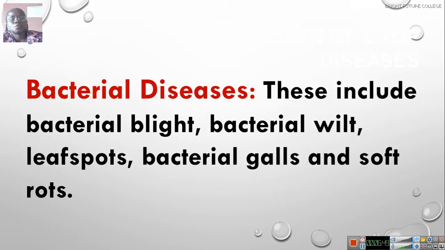Let's look at the bacterial diseases, the general information about bacterial crop diseases. These include bacterial blights, bacterial wilts, leaf spots, bacterial galls, and soft rot. Take note. Examples of bacterial diseases of crops are bacterial blights, bacterial wilts, leaf spots, bacterial galls, and soft rot.